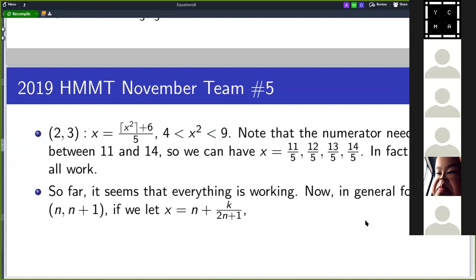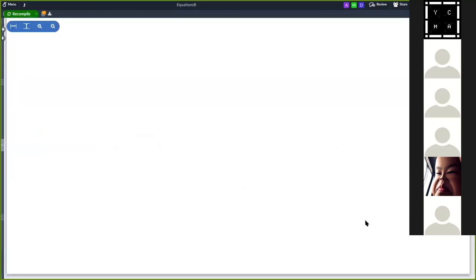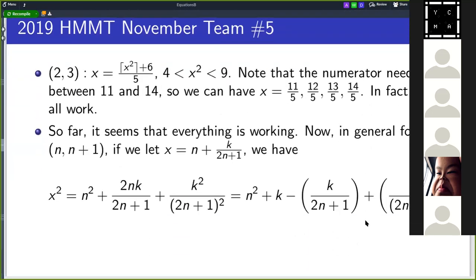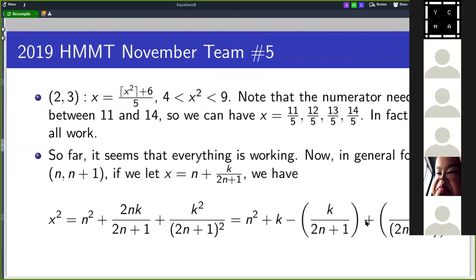So now what we want is to find the ceiling of x squared. So we're going to compute the ceiling of x squared first. And x squared is equal to that first binomial expansion, n squared plus 2nk over 2n plus 1 plus (k over 2n plus 1) all squared. And then now what we're going to do is we're going to split the 2nk over 2n plus 1 term as k minus the fraction k over 2n plus 1.